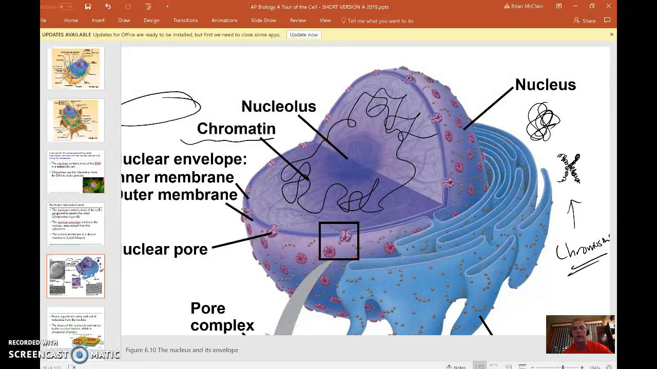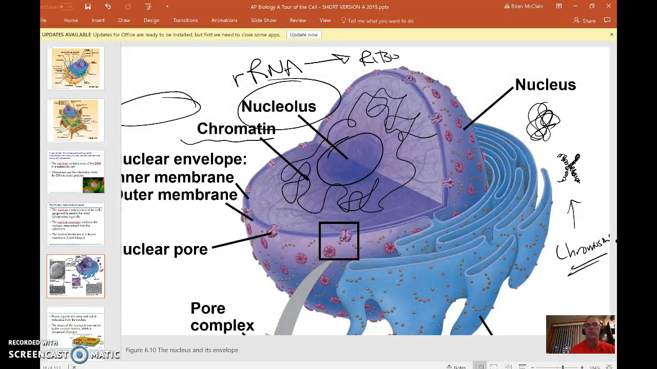Okay, a couple other things to point out. You're going to notice there's a darker region right there. That's our nucleolus, and that's going to produce ribosomal RNA, which is going to be used to make ribosomes. So we'll talk a little bit about why that's so important.